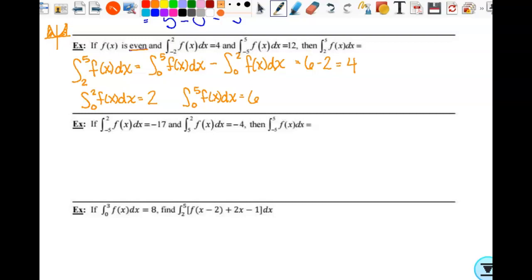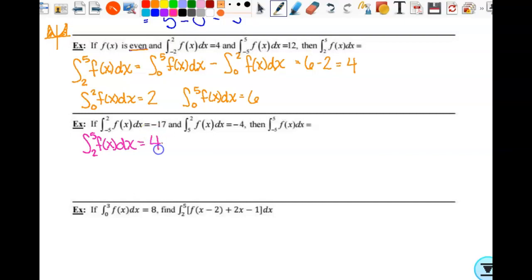On the next one, we want to go from -5 to 5. They gave me two integrals, one that goes from -5 to 2, and one that goes from 5 to 2. Which one of these is backwards? The second one, right? So this takes me from right to left. So I'm going to flip that around. So let's just do that first. So I'm going to go, instead of from 5 to 2, I want to go from 2 to 5 of f of x dx. What would that be equal to?